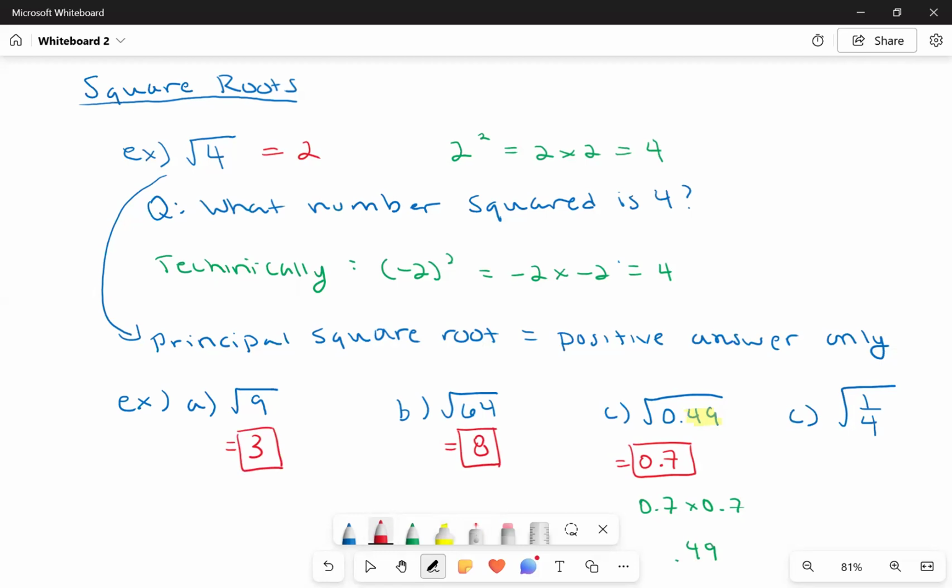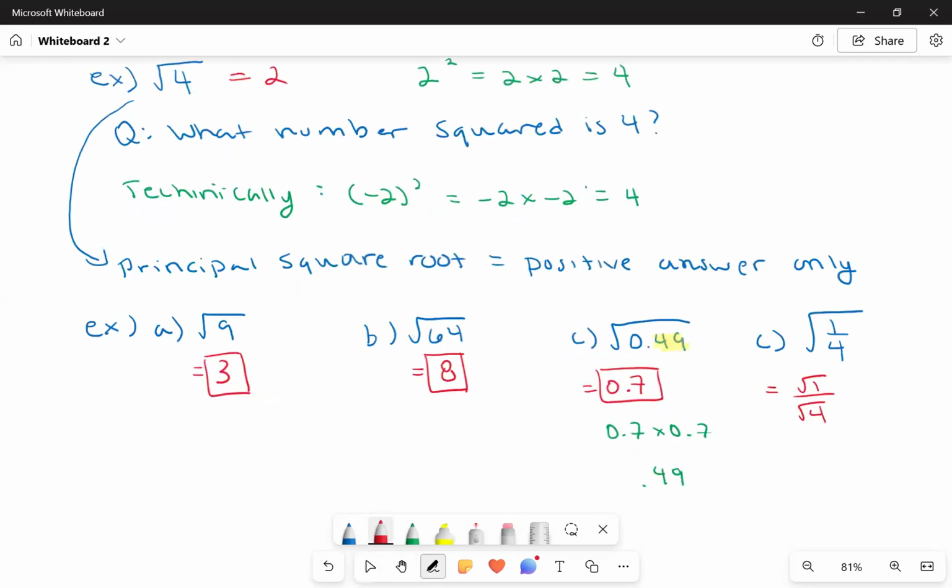Now 1/4. With fractions, it's easiest to consider the numerator and the denominator separately. In fact, I encourage you to break it up and think of it as the square root of 1 over the square root of 4. The square root of 1 is 1, and the square root of 4 is 2. And there you go. There are some fun square roots for us.